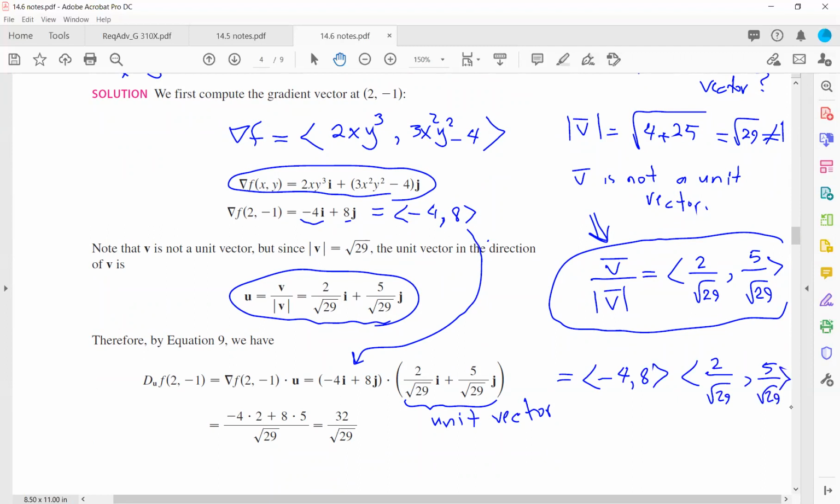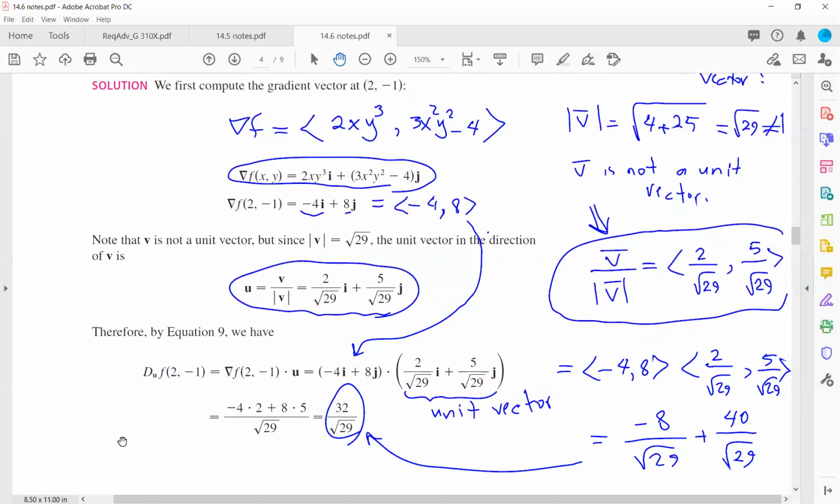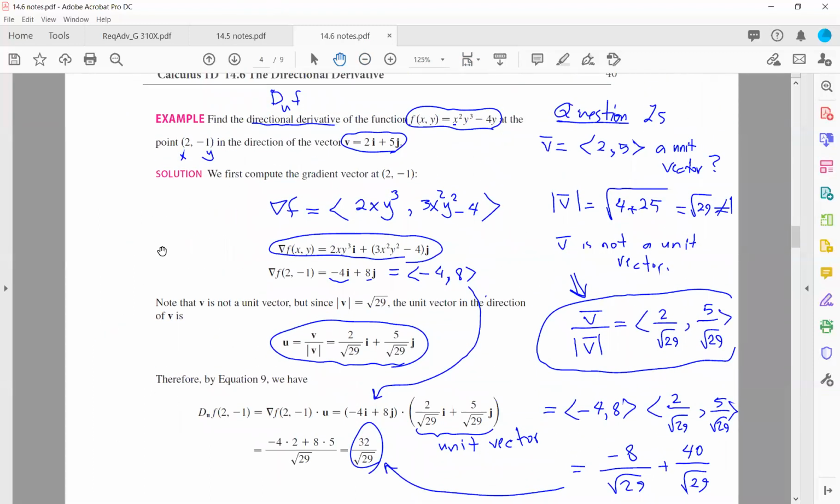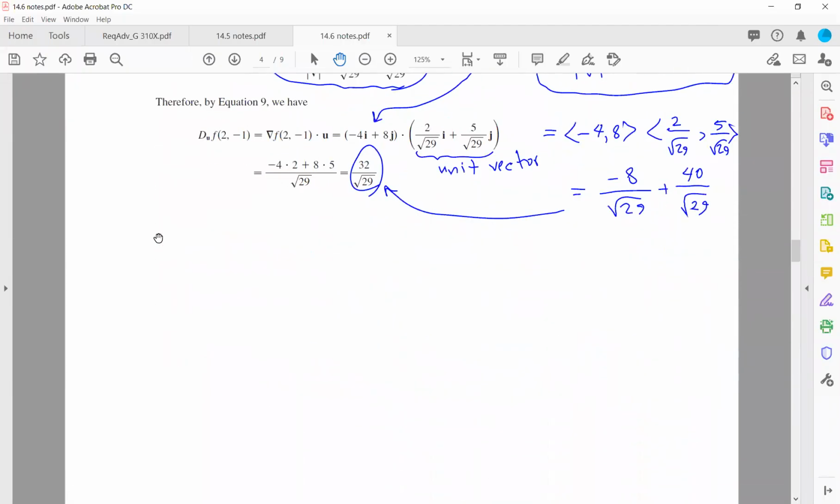-4 times 2 over square root of 29 is -8 over square root of 29. And here you have plus 40 divided by square root of 29. If you do the calculation, it is 32 over square root of 29. So the most important thing is to check to see if you have a unit vector or not. If it's not a unit vector, the length is not 1, then you get a wrong answer. Let us move on.